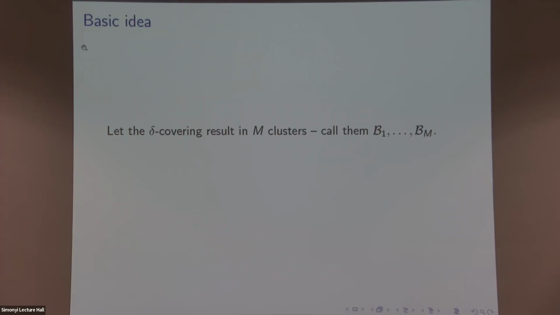So suppose now that this delta covering creates clusters; I don't know how many, but let it create m clusters. I'll call these clusters B1 up to Bm. For each of these clusters, let's say the s-th cluster B sub s, I will choose one of the vectors from there, V sub Rs, as the representative of the s-th set.